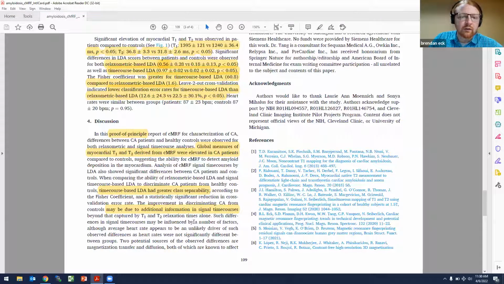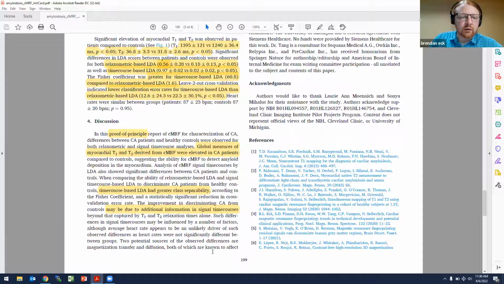But these differences could be influenced by a number of factors. Although we did notice that the average heart rate between the patients and the controls was not statistically significantly different. So we think that's not a likely driver of these observed differences.